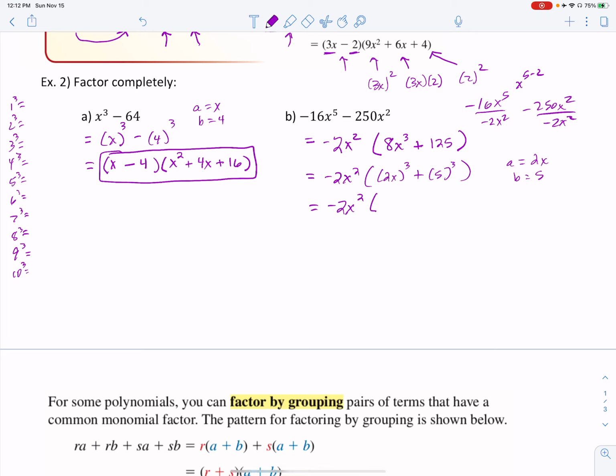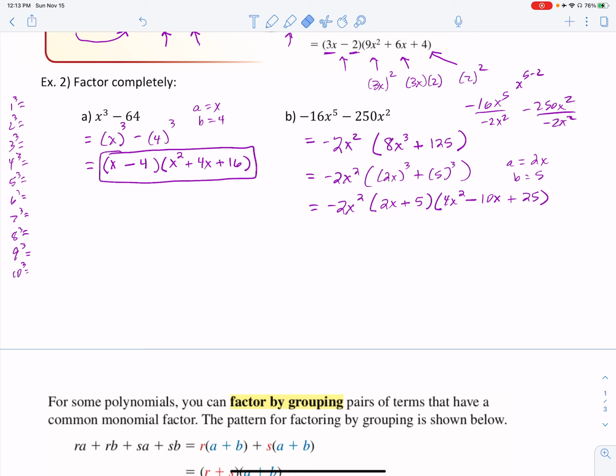And then our binomial is that 2x with a sum, so we'll use a sum, and the cube root of 125 is 5. It's the a plus b. And then we're going to have an a squared. Well, 2x squared is 4x squared, opposite sign, which is subtraction. Then the product of the 2x and the 5, which is 10x. And then that last term squared, and that last term is always positive in the factorization, and so plus 25.